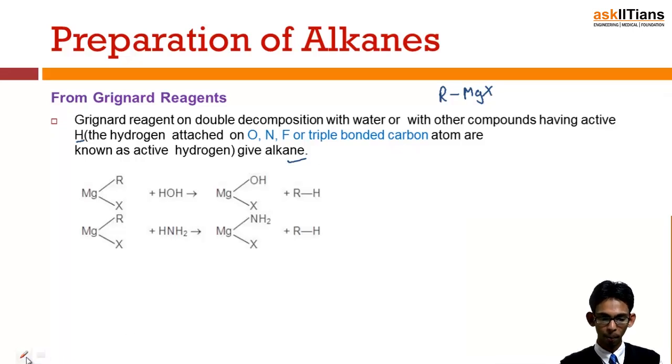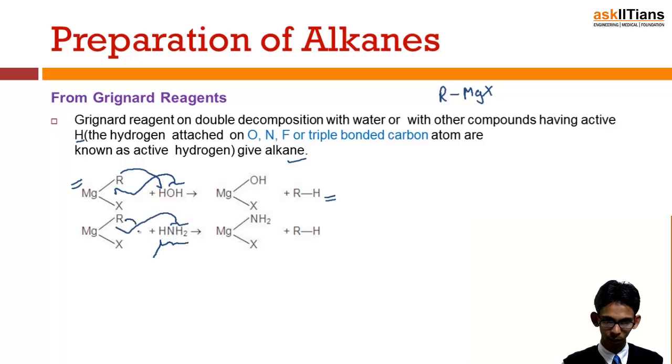This is magnesium. This is Grignard reagent. When it is reacting with water, what happens is that this portion comes here and this alkyl group goes with this hydrogen and results in the formation of an alkane. Similar can be done when it is reacted with amine also. Nitrogen comes, this group comes at this place and this goes with hydrogen. So we can take an example.